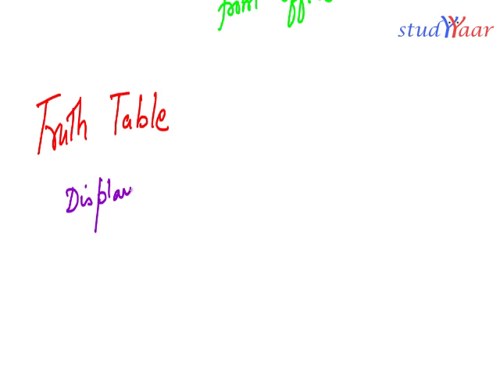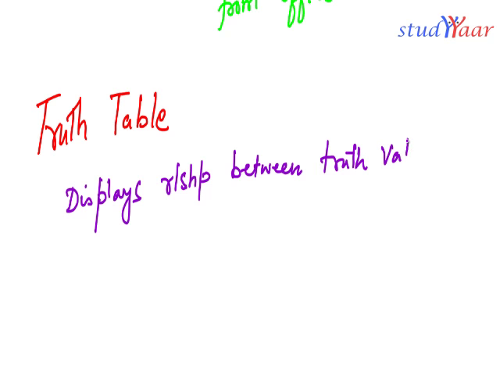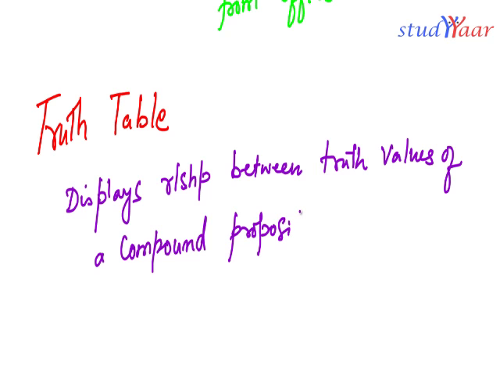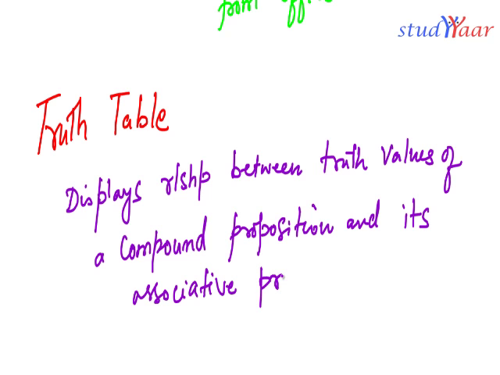Okay, so I'm going to define it as: a truth table displays the relationship between the truth values of a compound proposition and its associated primitive propositions. We are going to understand what this is in a while, okay?